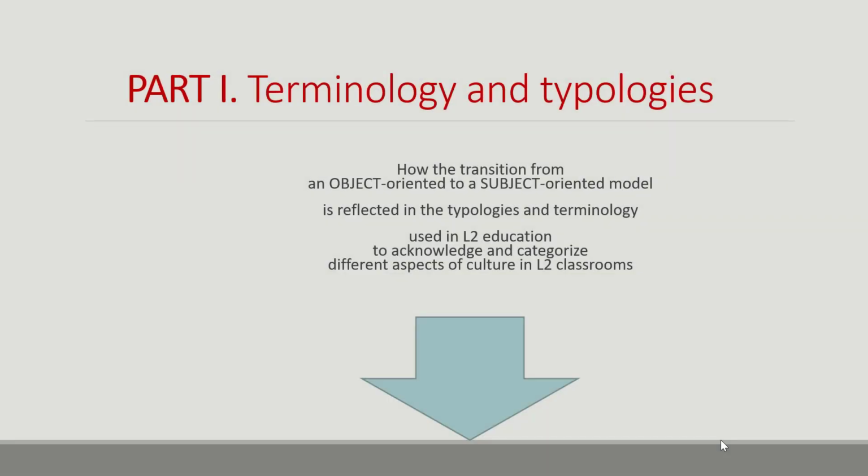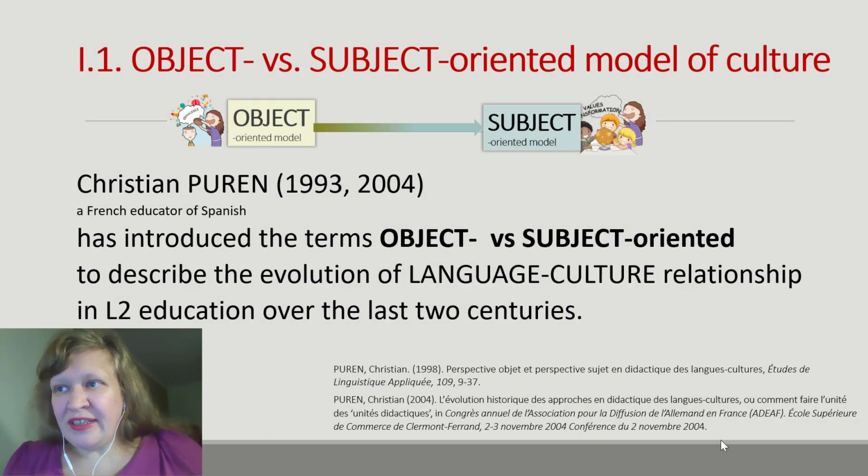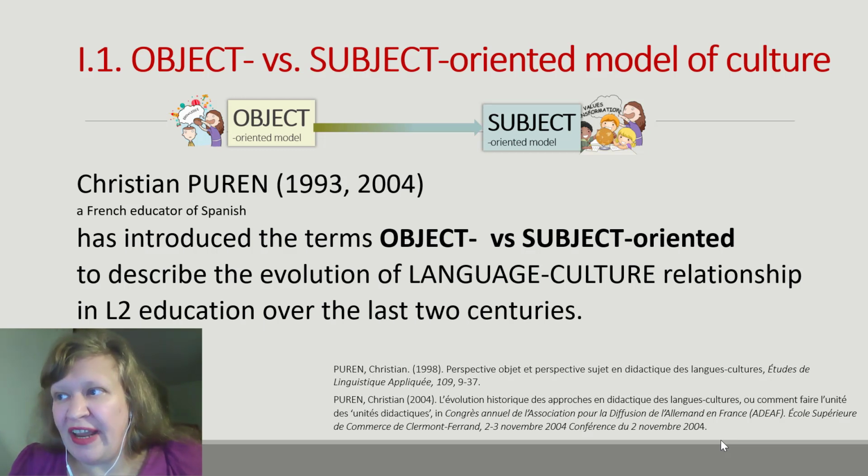Terminology and typologies. How the transition from an object-oriented to a subject-oriented model is reflected in the typologies and terminology used in second language education to acknowledge and categorize different aspects of culture in the second language classroom. Christian Puren, a French specialist in teaching Spanish, introduced the distinction between object-oriented and subject-oriented approaches to describe the evolution of the language-culture relationship in second language education over the last 2 centuries.